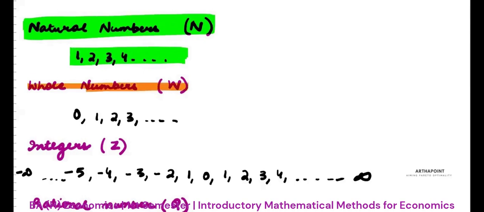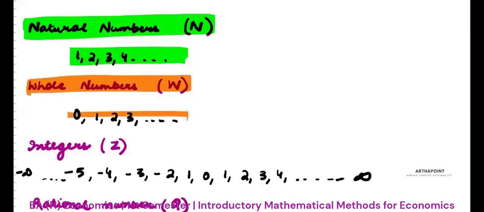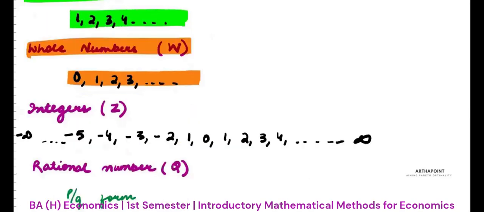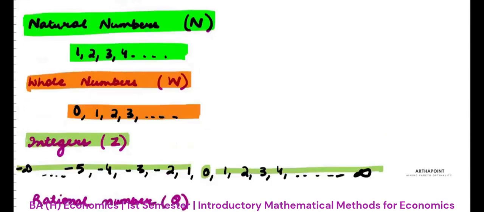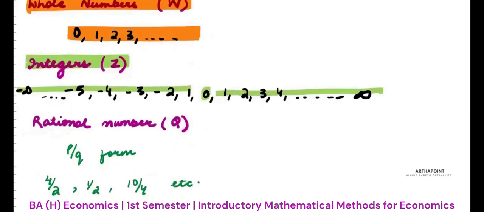Now, whole numbers are very similar to natural numbers, other than the fact that they include an additional item, which is 0. So they start from 0 and they go all the way to 1, 2, 3, 4, 5, 6, and so on. Then we have integers. Integers basically are negative numbers, 0, and positive numbers. So these are known as integers.